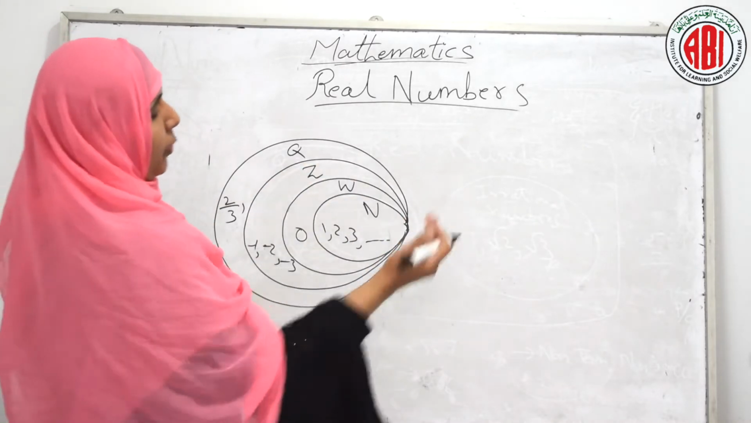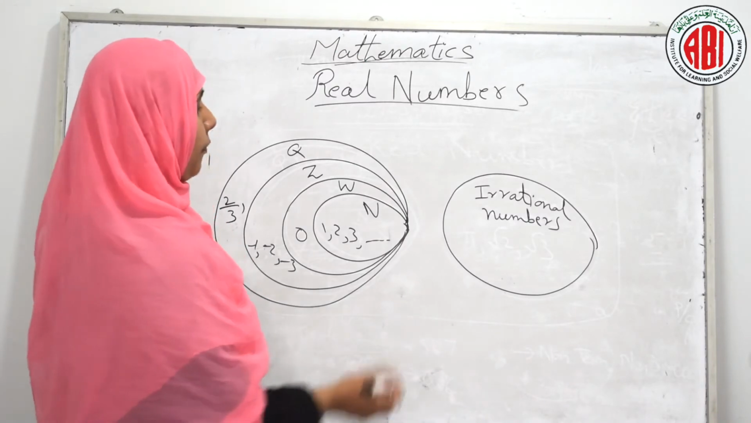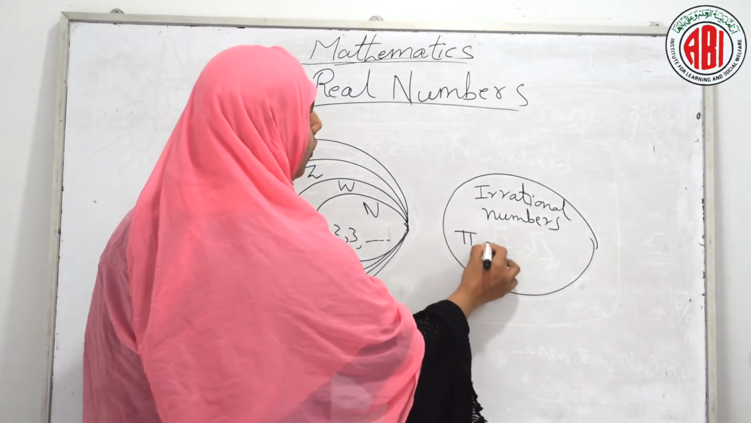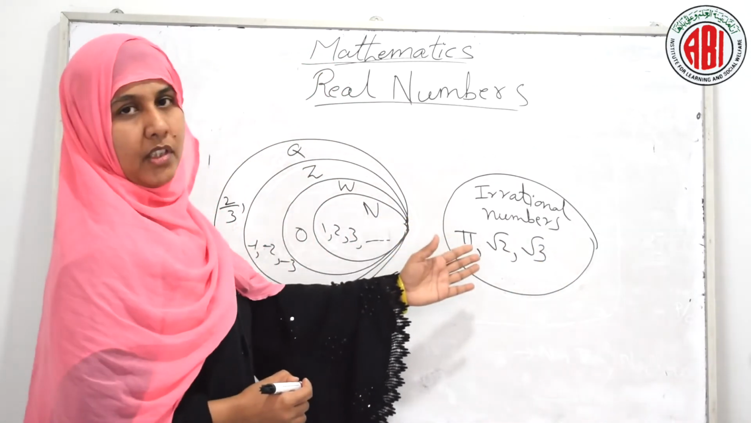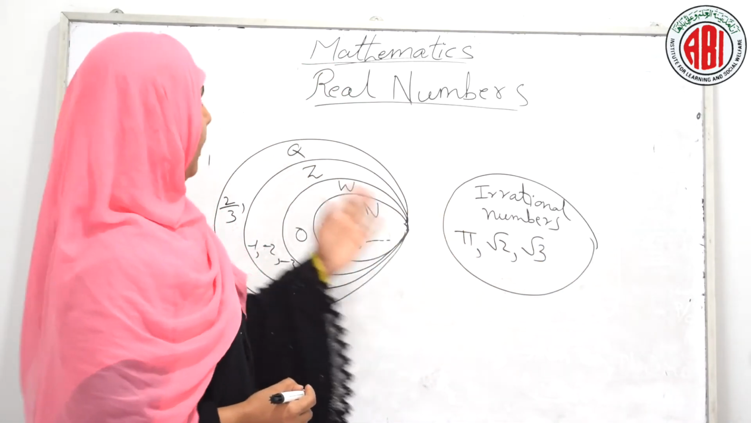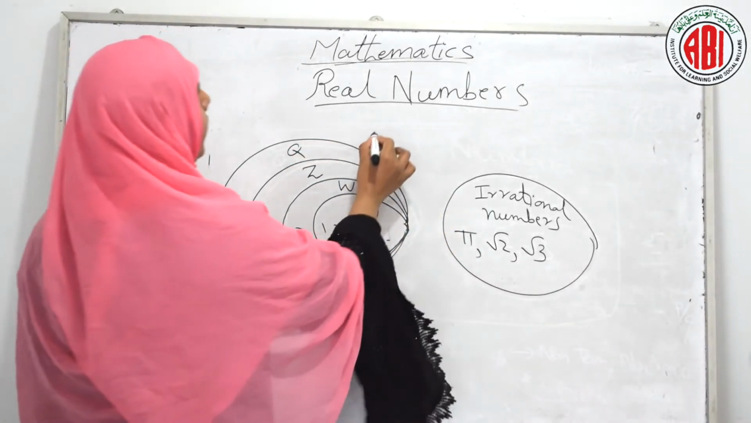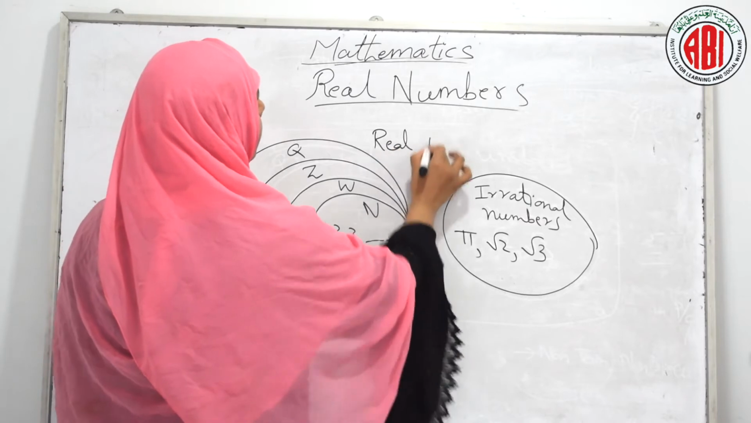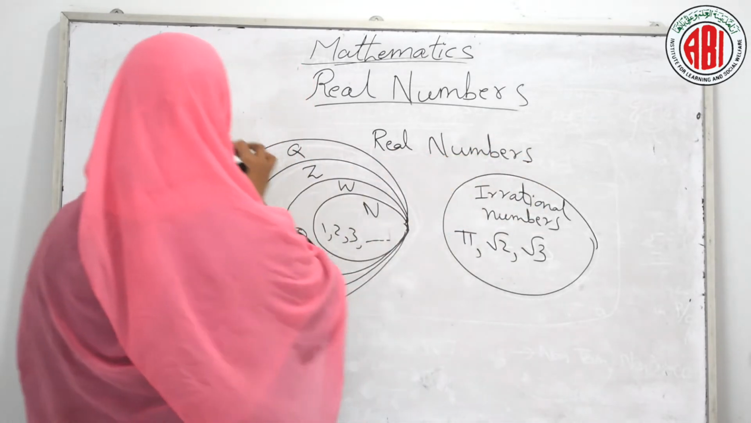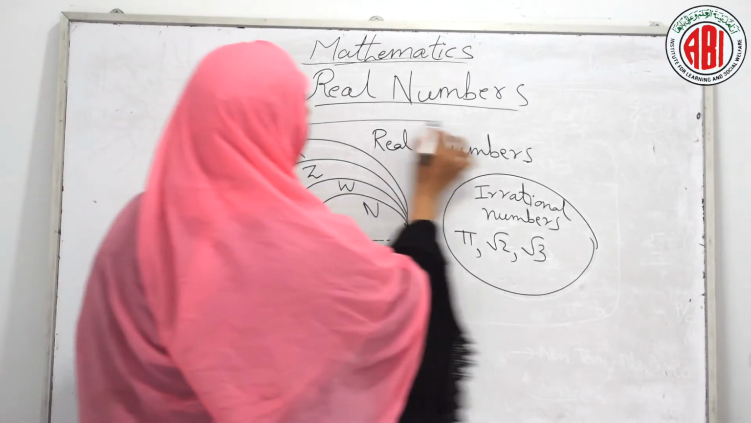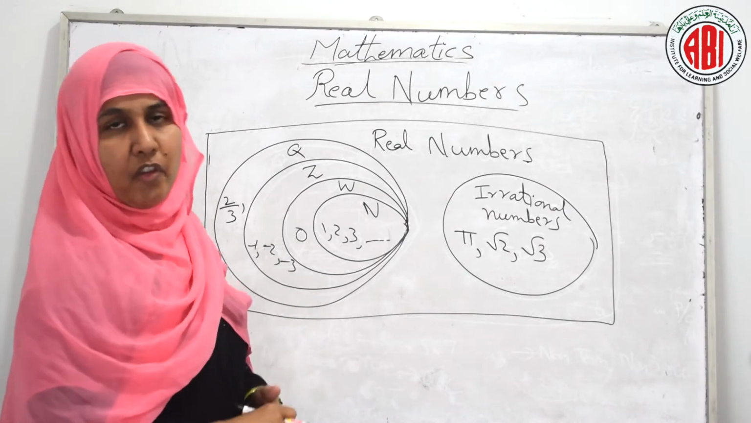Now one more set we can draw, irrational numbers. Pi, √2, √3. This kind of numbers comes under irrational. So rational and irrational together we are getting a real number. So we can say this is a Venn diagram of real numbers.